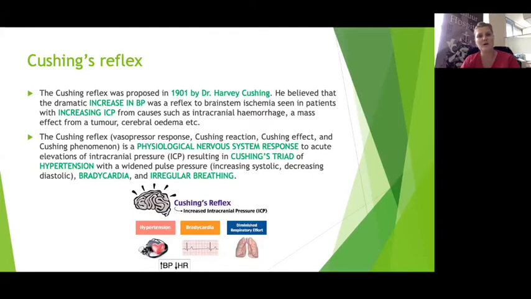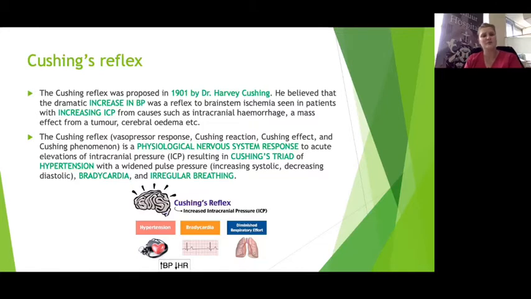Then just also a few slides on Cushing's reflex. I've actually typed this out now because I realized that some of the guys might want to use this for study notes, and then you don't have to go back to textbooks and look this up. It's already here for you guys, and you can just study it straight from here.